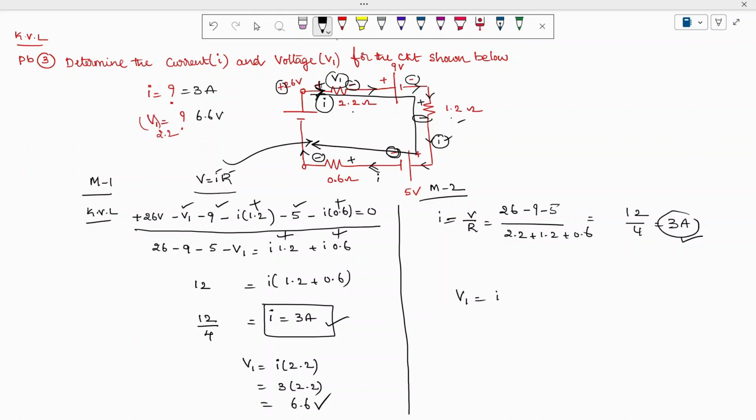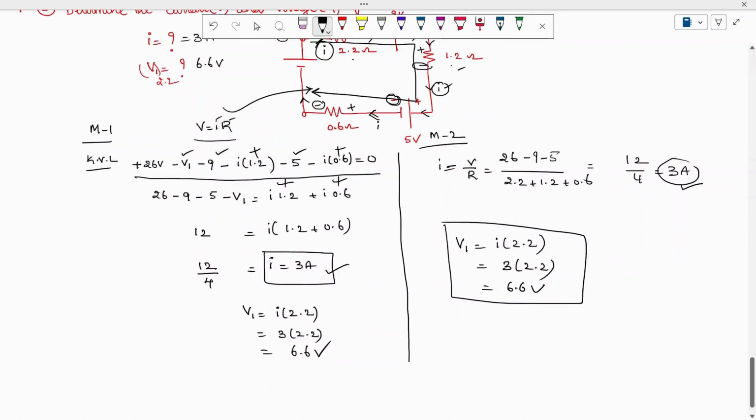V1 is equal to I into 2.2. So current is 3 into 2.2, which is 6.6 volts. So successfully by method 1 or method 2, I am able to find the total current as well as the voltage across the 2.2 ohm resistor. Hope you are able to solve.